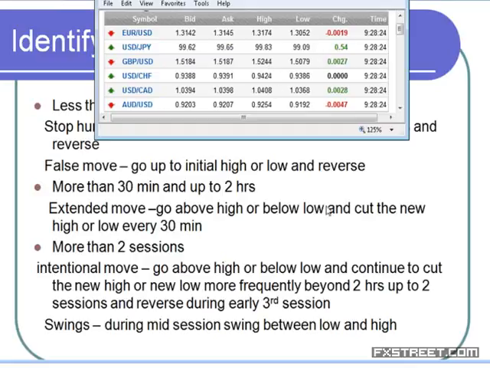Till such time, they will continue to gain the level, even though the data was released around 8:30 GMT, and they will continue to bring the sentiment up to that particular time frame, up to the Japanese session. So that is what we need to understand. What is the intentional move and how it has to be differentiated from the extended move.